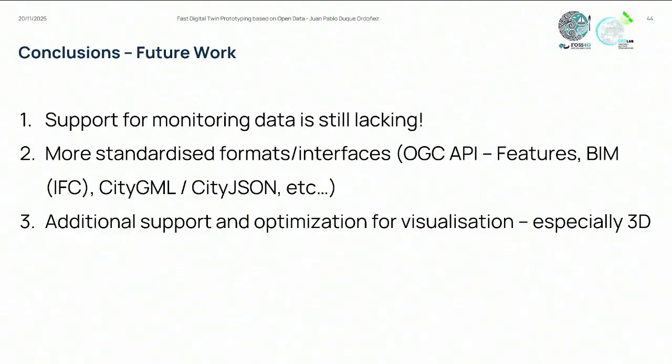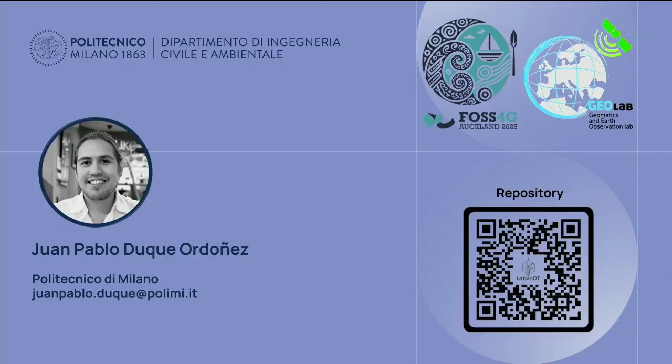What is for the future? Let's say we're still lacking a lot on the support for monitoring data, so how to integrate constant monitoring data, the temporal part of urban digital twinning, and add more and more standardized formats. So for example, also have more support for 3D, for BIM, also connecting with what Federica was talking about, because this platform is still a little bit lacking on the capabilities of the 3D. So maybe add some custom 3D visualization options and so on and so forth.